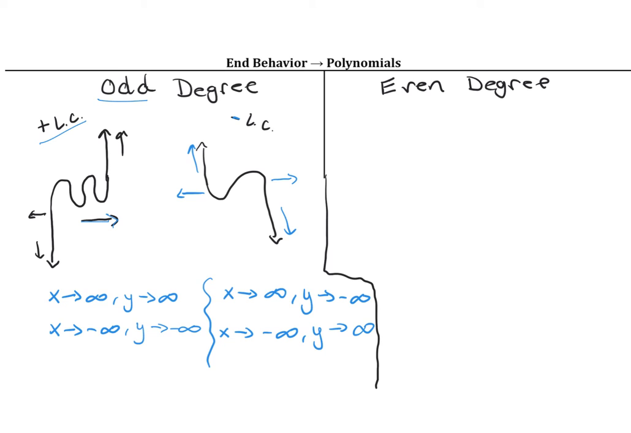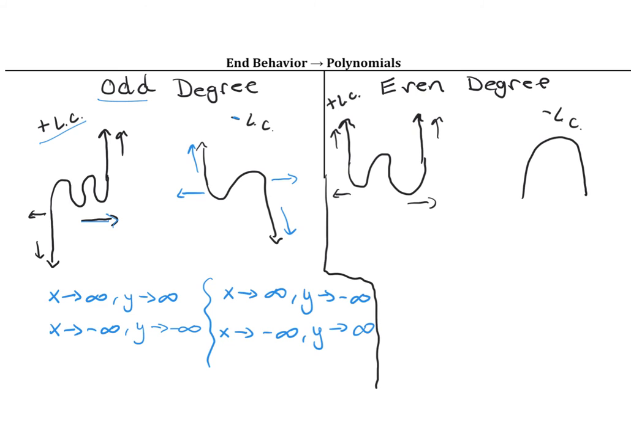Okay, and then if you have an even degree, the behavior will do something like this. The middle could do something crazy like that. But the idea is as you're approaching positive, positive, approaching negative, also positive. They're going the same direction. And this is with a positive leading coefficient. And when you have a negative leading coefficient, it could be like a parabola. They're both pointing the same way, but they're flipped.